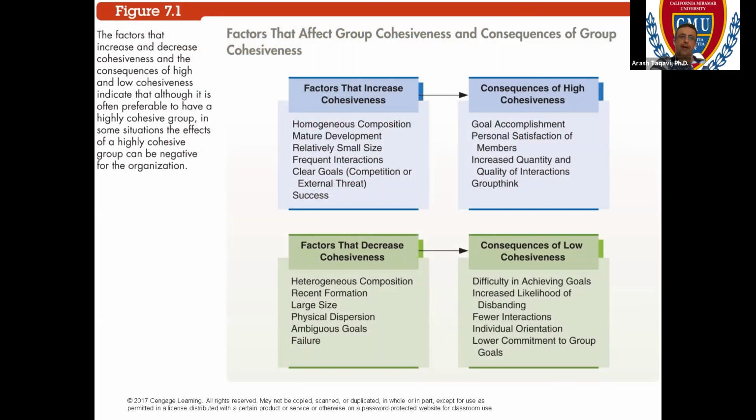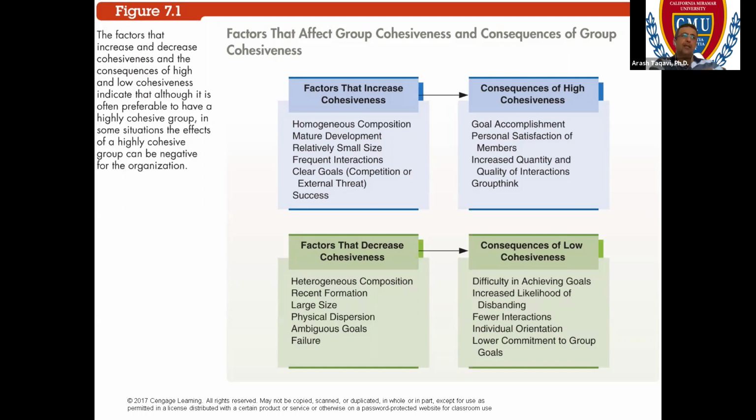And we have the factors that increase and decrease cohesiveness: factors that increase cohesiveness, consequences of high cohesiveness, factors that decrease cohesiveness, and consequences of low cohesiveness. What are the factors that increase cohesiveness? Homogeneous composition, mature development, relatively small size, frequent interactions, clear goals like competition or external threat, and finally success. The consequences of high cohesiveness are goal accomplishment, personal satisfaction of members, increased quantity and quality of interactions, and groupthink.